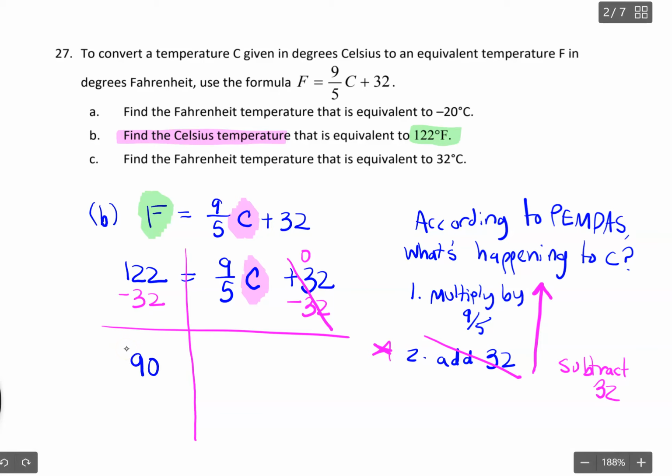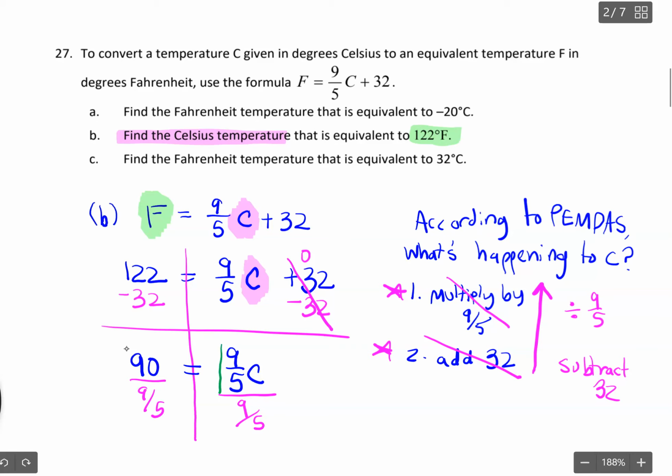And that gives me positive 90 equals 9/5 C, technically plus a 0, but we don't need to write that since adding 0 doesn't change anything. Okay, and now I need to undo the multiply by 9/5. So how do we undo multiplication? We divide. We're going to divide by 9/5. So I'm going to divide the right-hand side by 9/5, and I'm going to divide the left-hand side by 9/5.